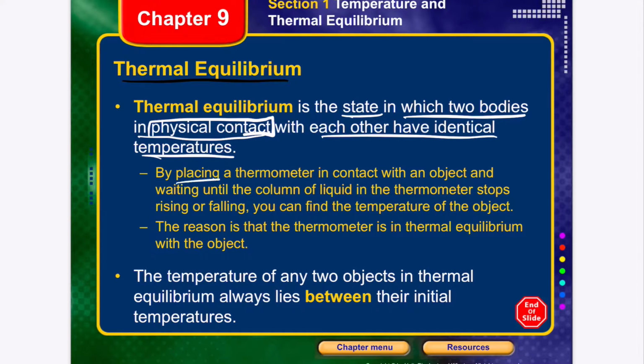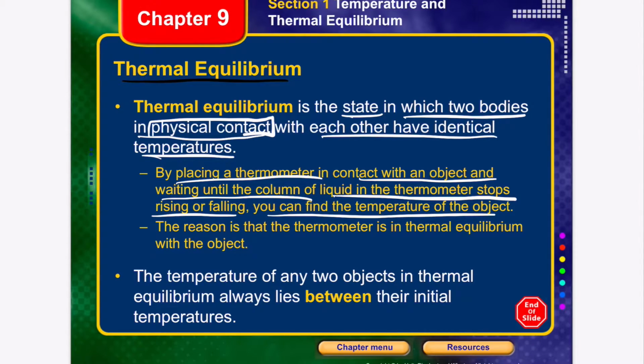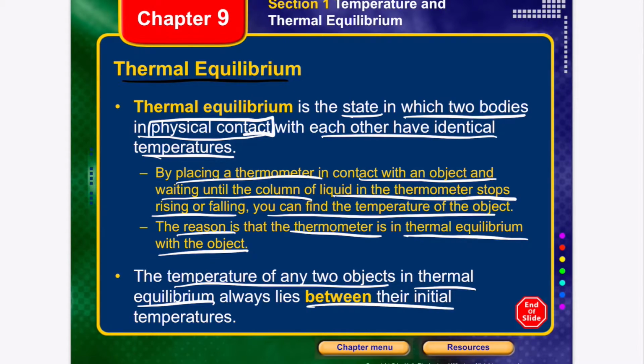By placing a thermometer in contact with an object and waiting until the column of the liquid in the thermometer stops rising or falling, you can find the temperature of an object. The main reason that it stops at a certain point is that the thermometer reaches thermal equilibrium with the object. Now, the temperature of any two objects in thermal equilibrium is always going to lie between their initial temperatures.